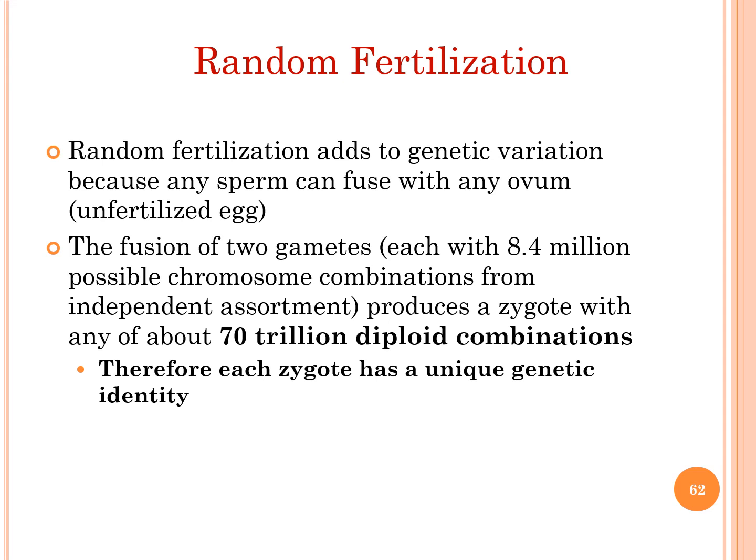What we mean is that the union of all the possible sperm that the father could produce and all the possible eggs that the mother could produce is random. And so when we think about adding up the effect of independent assortment, the effect of crossing over, the effect of random fertilization, there are about 70 trillion diploid combinations.